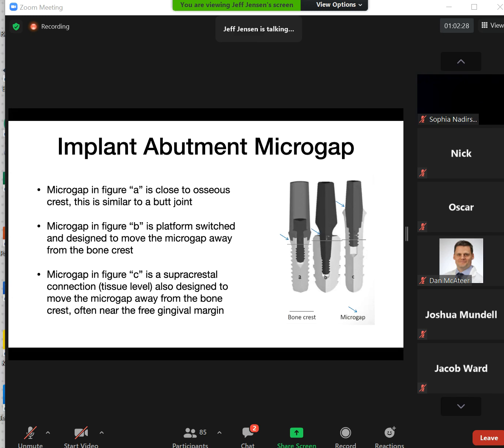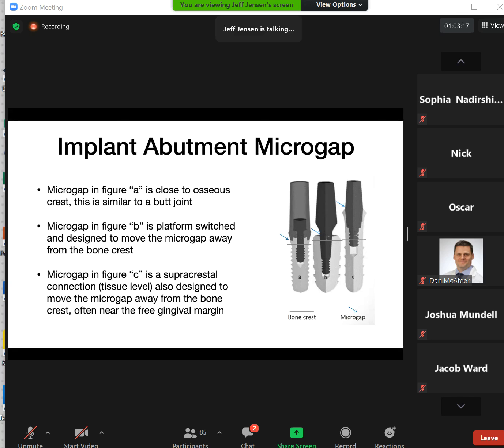So in B, what we've developed is called a platform switch. Essentially we make the abutment a little bit thinner than the implant itself, so that when you attach the abutment, the micro gap is moved in towards the center of the implant, away from the edge. That has been shown to lead to a little less bone loss than a butt joint. A lot of the implants we use today are platform switch, with a thinner abutment connection than right at the edge. The idea there is to save bone.